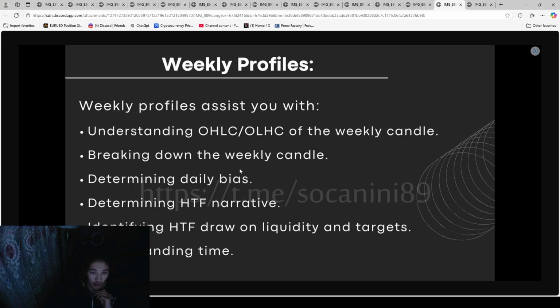It helps you break down the weekly candle. It determines daily bias with the higher time frame bias. It determines the higher time frame narrative, identifies higher time frame draw on liquidity and targets, and helps you understand time frame. As you guys know, the higher the time frame, the higher the power.